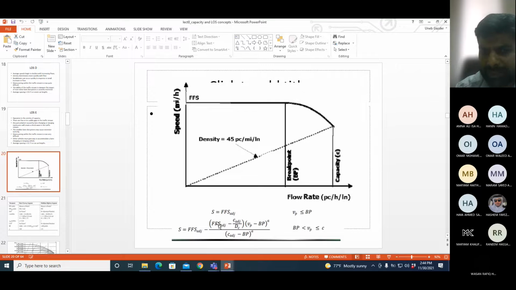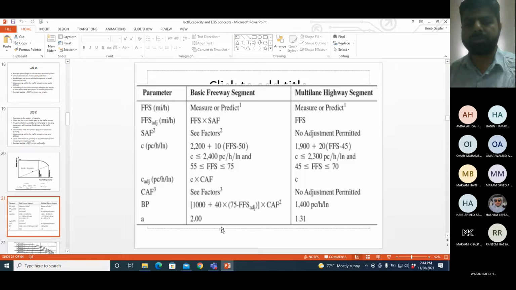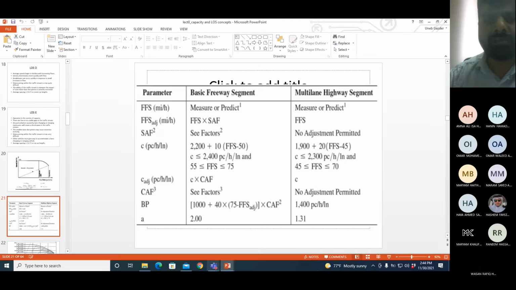The values are required adjusted, so the subscript is there. So FFS and FFS adjusted are completely different, don't get confused. So BP for freeways will be calculated in this manner, and BP for multi-lane highways is fixed. So you don't have to calculate BP for multi-lane highways: 1400, fixed.